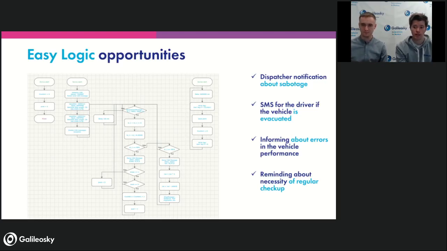We can inform about errors in the vehicle performance by reading the error codes or reading usual CAN data and seeing if anything is wrong. And of course, we can remind about the necessity of regular checkup of the vehicle in the service, because you know that all vehicles, especially corporate, should have a regular checkup of all their systems. So our trackers can simply count the mileage or the working time of the vehicle and eventually notify that it needs a checkup to be made.